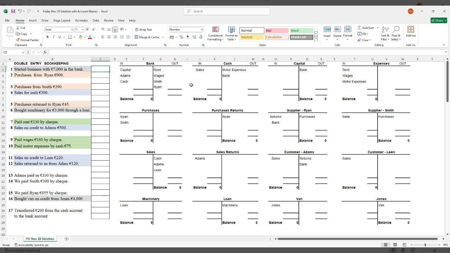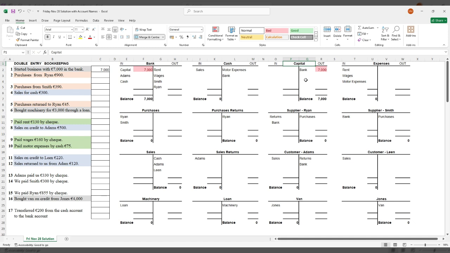Number one, start a business with €7,000 in the bank. Put in the €7,000. We debit the bank with receiving, credit capital, or the owners with giving. But what we're covering in this video as well, if you look here inside the bank account, I've written capital. That's the name of the other account that's affected, this account here.